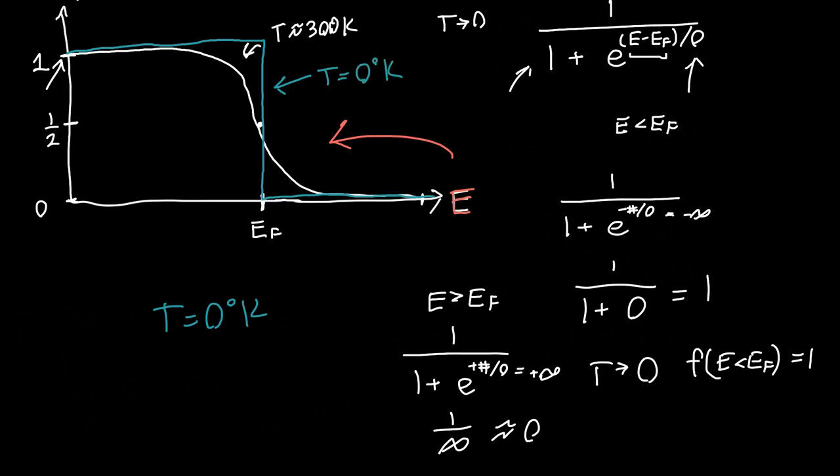And so we can kind of get an intuitive sense for what's happening. As we raise the temperature, the Fermi function is kind of getting smoothed out. So if we were to say T is equal to 1000 Kelvin, the Fermi function might look something like this. But it always crosses through this one point, this one half point when E is equal to EF.